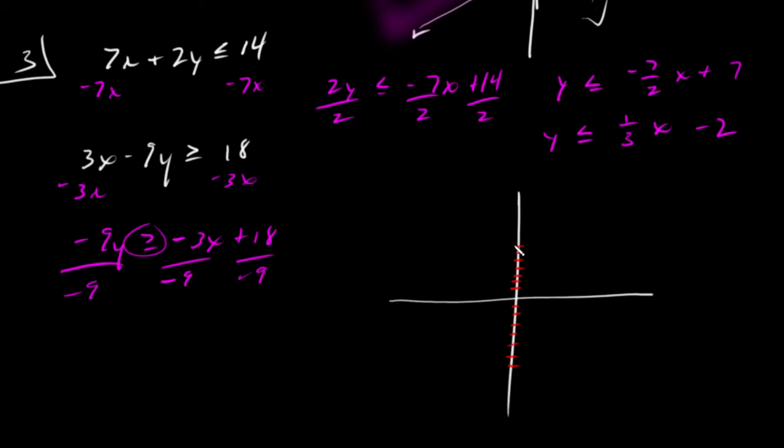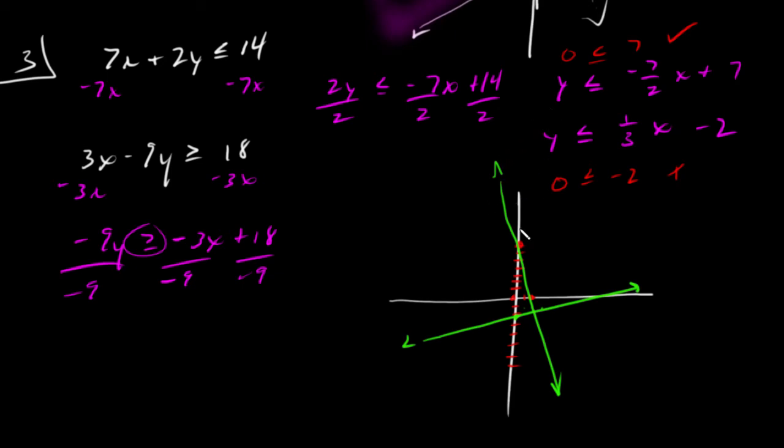Start at 7, go down 7, right 2, and it is a solid line. Start at -2, go up 1, right 3, and it's a solid line. Figure out how to shade. Is 0 less than or equal to 7? Yes, that's a true statement. Is 0 less than or equal to -2? No, that's a false statement.